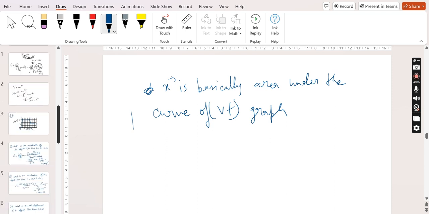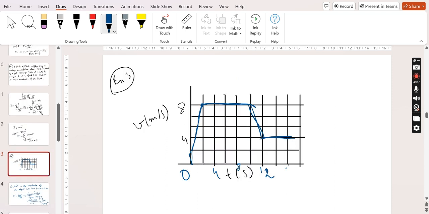So here we can see that we can break this area into three parts. That part is a triangle. This is a kind of square. This is a triangle. This is a rectangle. This is a square.